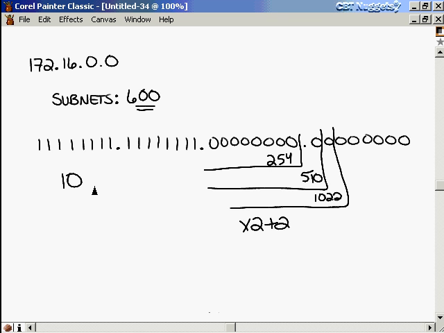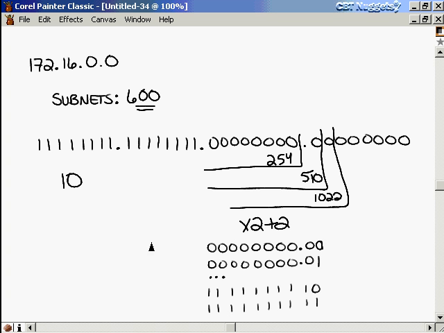Now here's where it tends to make your brain swim a little bit. This is going to be the breakout of our possible range. Let me show you. All right, here we have the 10 bits that we're using for our subnet mask. And here it is here. These are the 10 bits involved in the subnet.